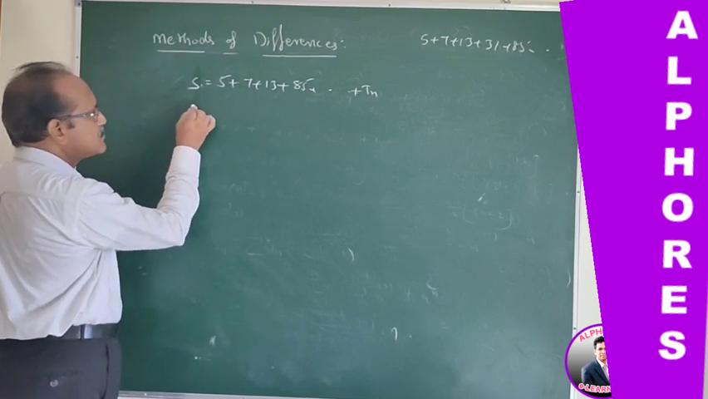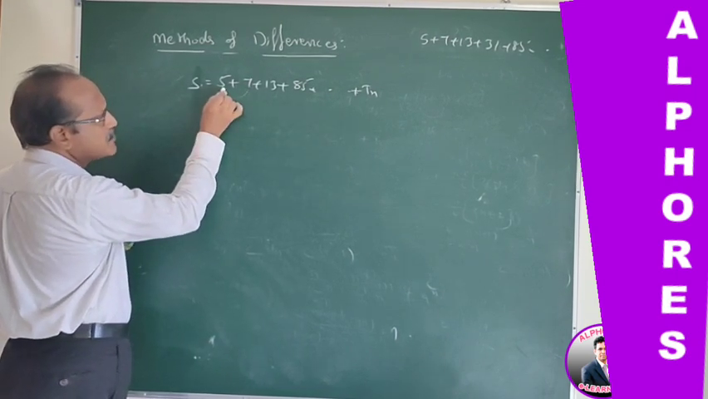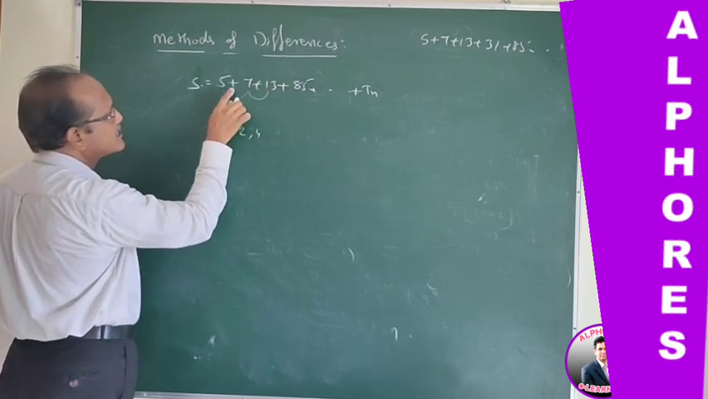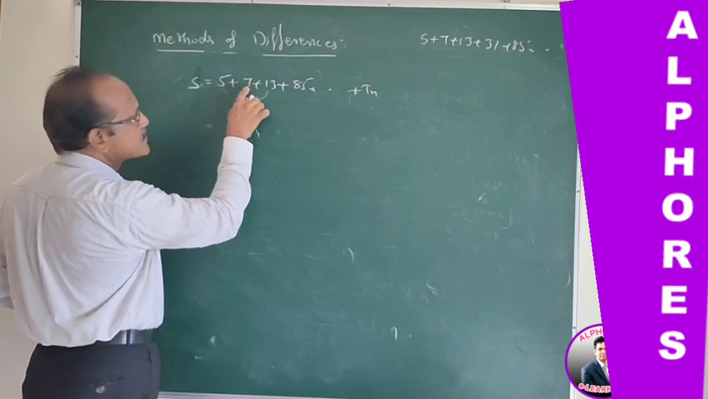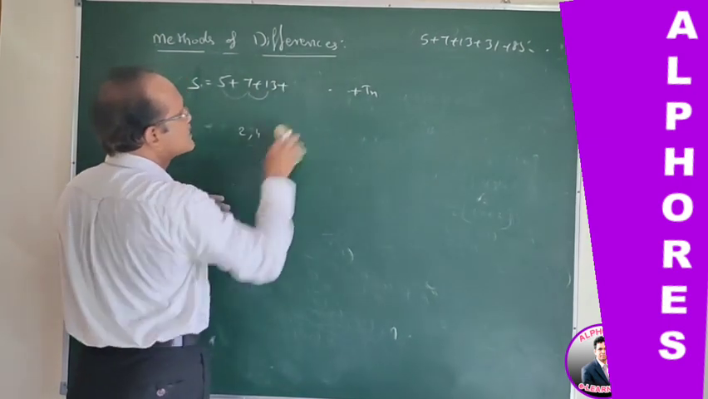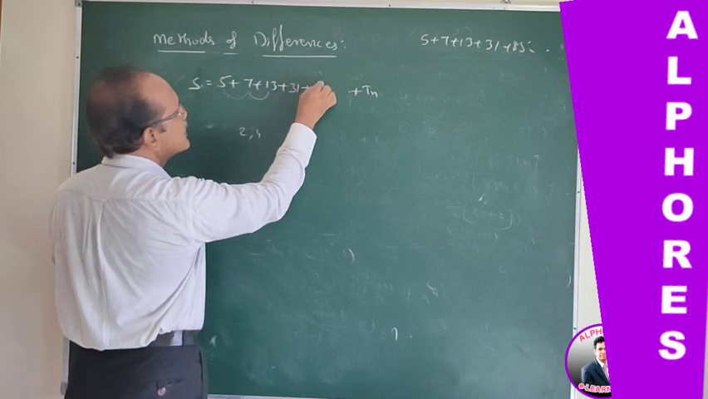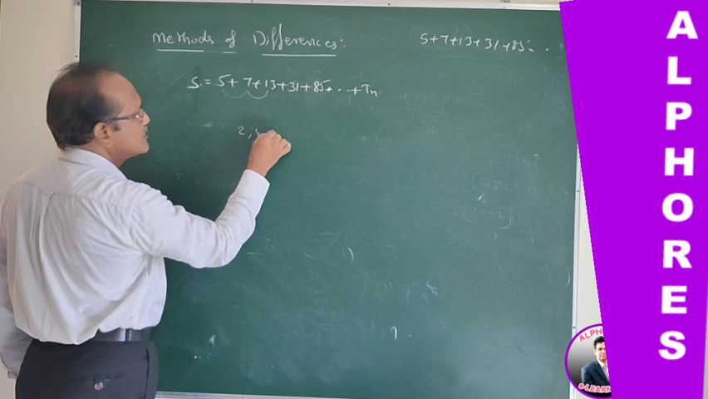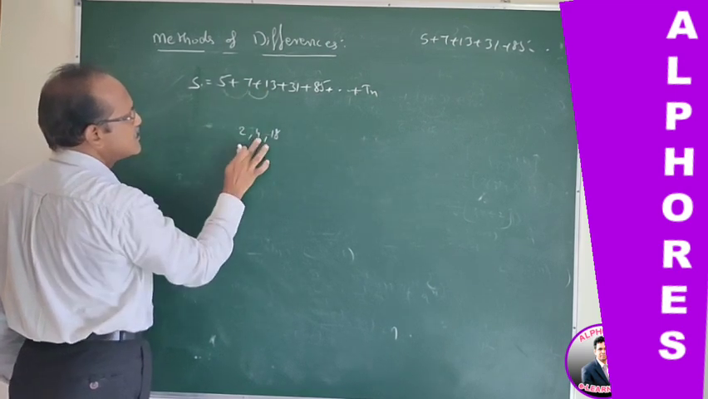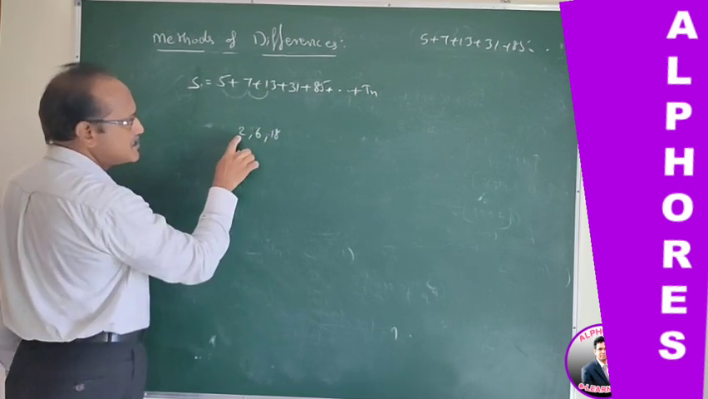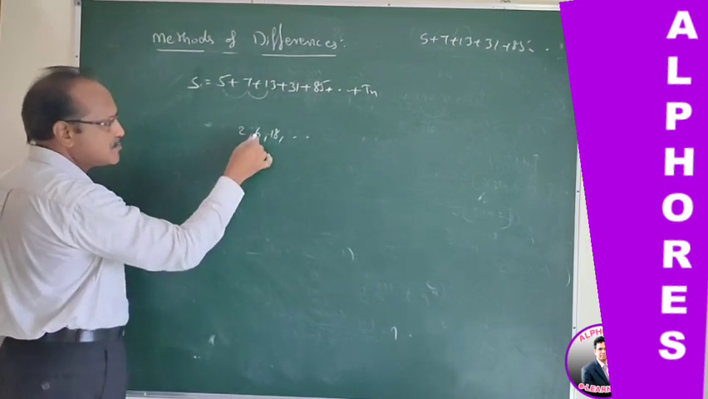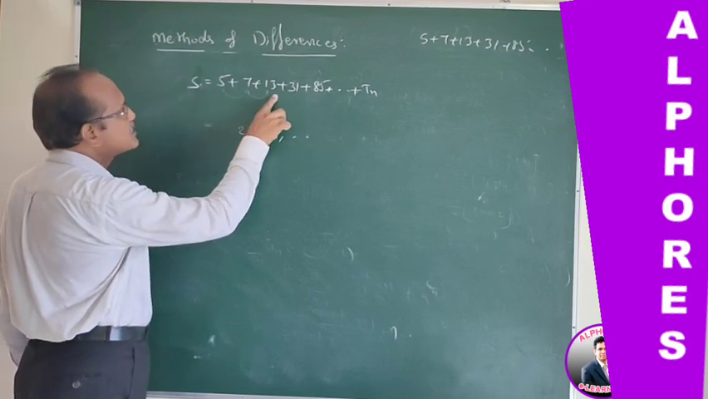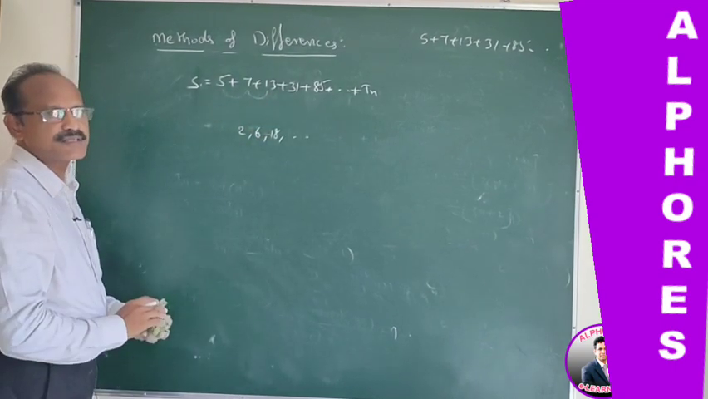Right? Write the same. Because 7 minus 5, that is 2. 13 minus 7, 6. Here 31 is there, and then 85. 31 minus 13 is nothing but 18. So the differences are 2, 6, 18, etc. This forms a GP series. So we can apply the method of differences to find the summation.